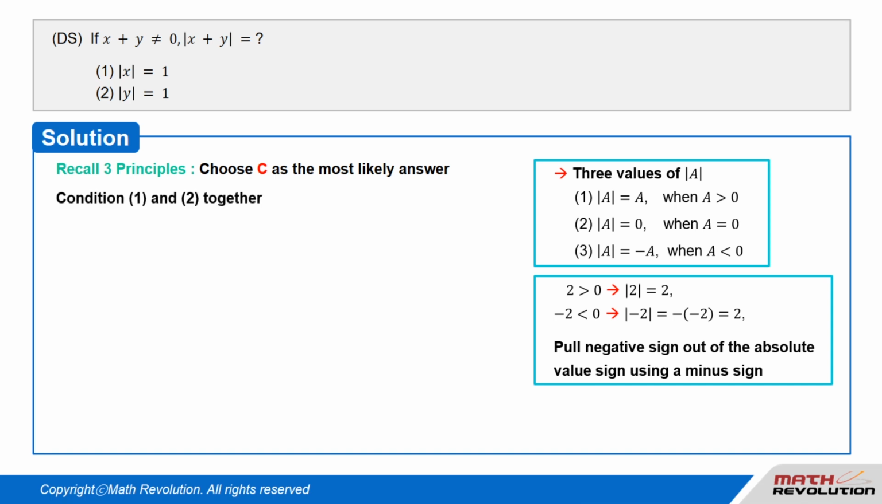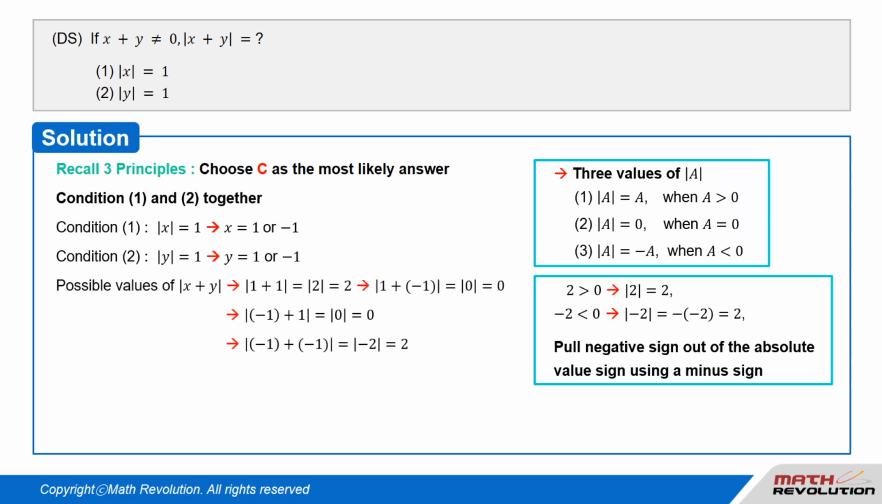Let's take a look at both conditions together. Condition 1 tells us the absolute value of x equals 1, which means x is 1 or negative 1. Condition 2 tells us that modulus y equals 1, which means y is 1 or negative 1.